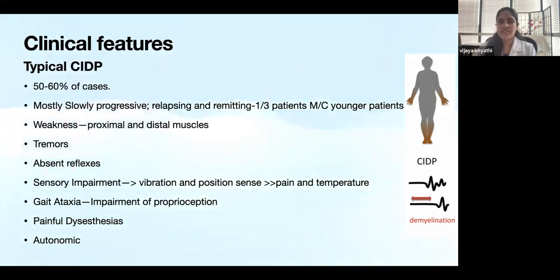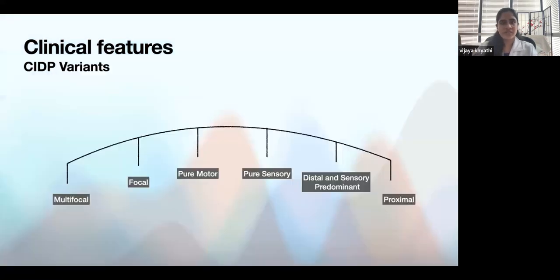Most of the patients have absent reflexes, and there is also sensory impairment in both proximal and distal areas, but it is more predominant distally. The sensory impairment is more predominant in vibration and position sense when compared to pain and temperature, indicating it is affecting the large myelinated sensory fibers. Patients also have painful dysesthesias, and autonomic symptoms are not that common.